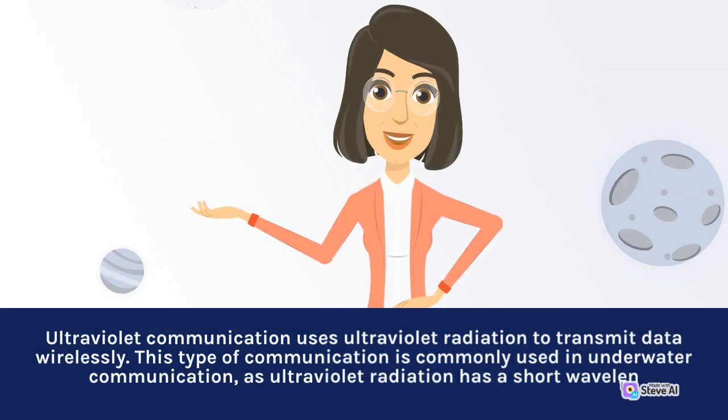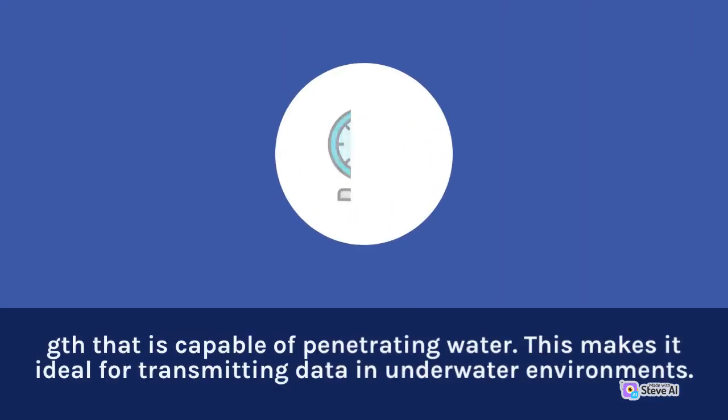Ultraviolet communication uses ultraviolet radiation to transmit data wirelessly. This type of communication is commonly used in underwater communication, as ultraviolet radiation has a short wavelength that is capable of penetrating water. This makes it ideal for transmitting data in underwater environments.